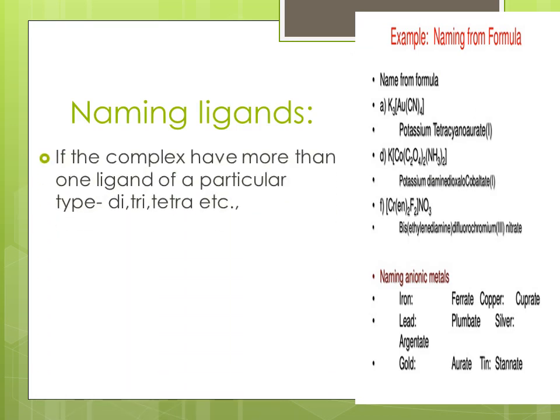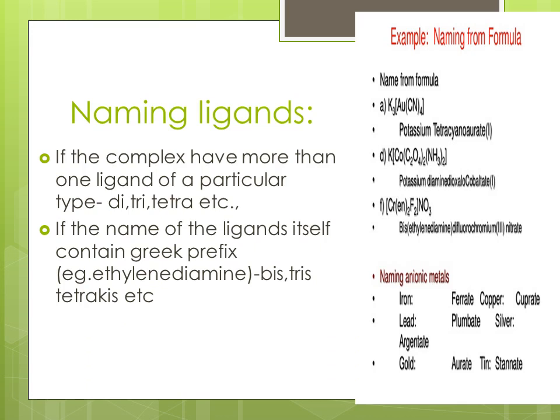Next, if the complex has more than one ligand of a particular type, take the example K3[Au(CN)4]. It has the same kind of ligand, but how many ligands are there? Four ligands. If there is more than one ligand of the same kind, we use prefixes. If there are 2 ligands, we name it as di. If it is 3, tri. If it is 4, tetra. Now there are 4 ligands, so we write tetracyanato.